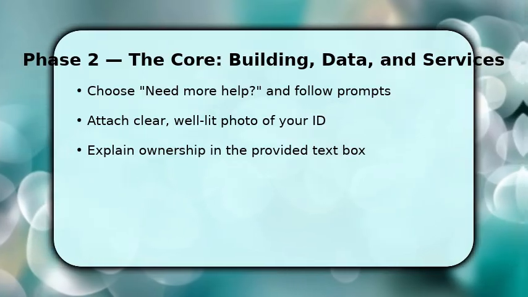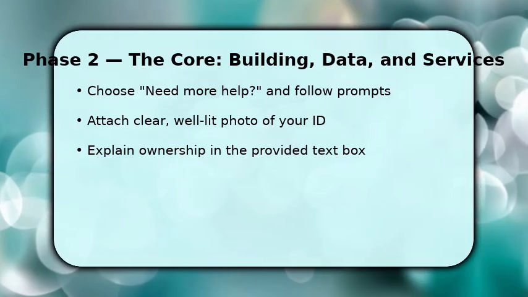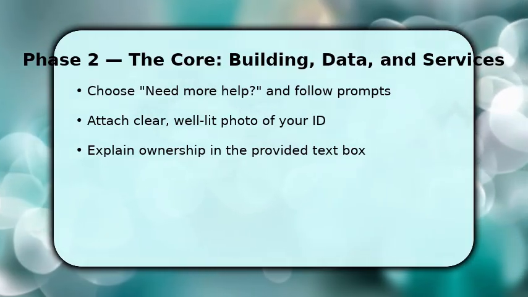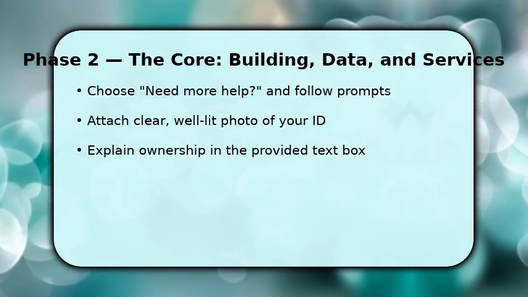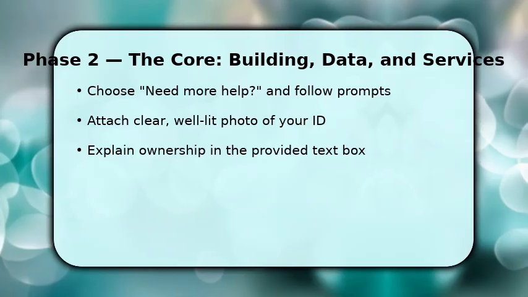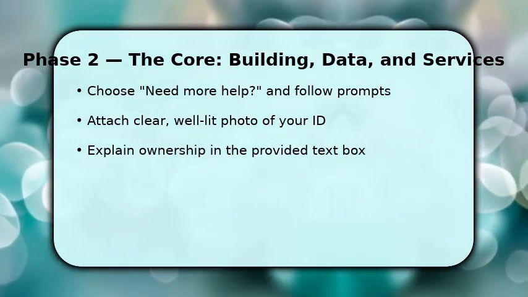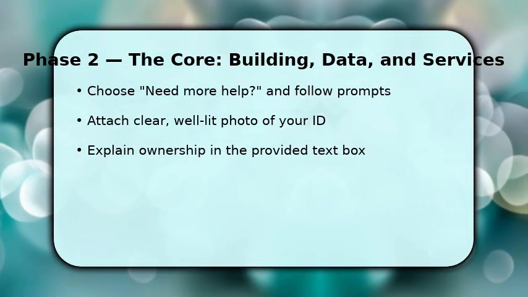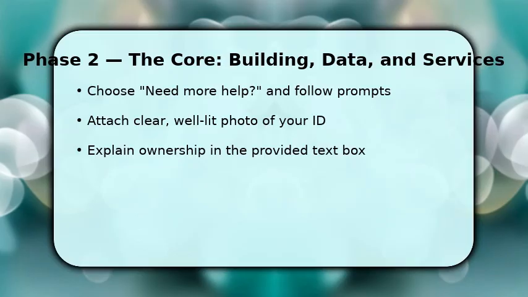After selecting Need More Help, follow prompts to upload a photo ID and, if requested, a selfie holding a handwritten code. Explain briefly why you lost access, for example, hacked or lost password, and include dates or previous passwords if known. Once uploaded, double-check images are legible and meet Instagram's requirements. Unclear photos cause rejections and delays, so take time here.